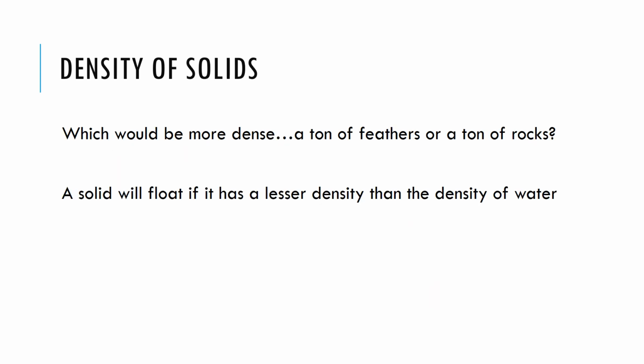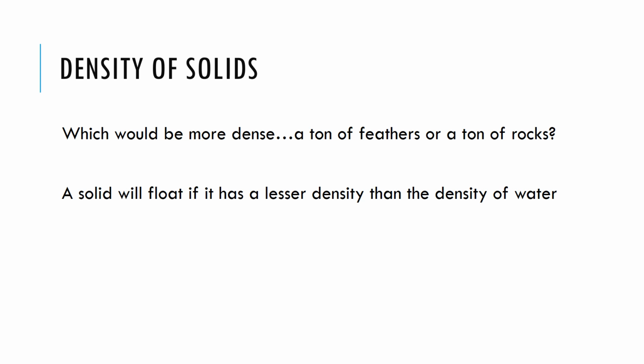Density of solids. So if you think about the question, which would be more dense, a ton of feathers or a ton of rocks? Think back, the definition of density is how much mass is shoved into a volume of something. So a ton is 2,000 pounds. If we have 2,000 pounds of feathers and 2,000 pounds of rocks, it's going to take a lot less rocks to get to 2,000 pounds than feathers. So that means you're going to have the same amount of mass, 2,000 pounds, shoved into a smaller volume because you have less rocks to do that. So a ton of rocks is going to be more dense than a ton of feathers.